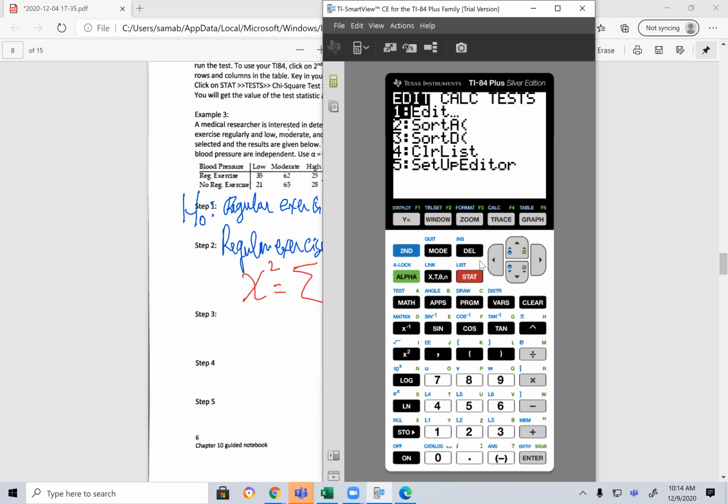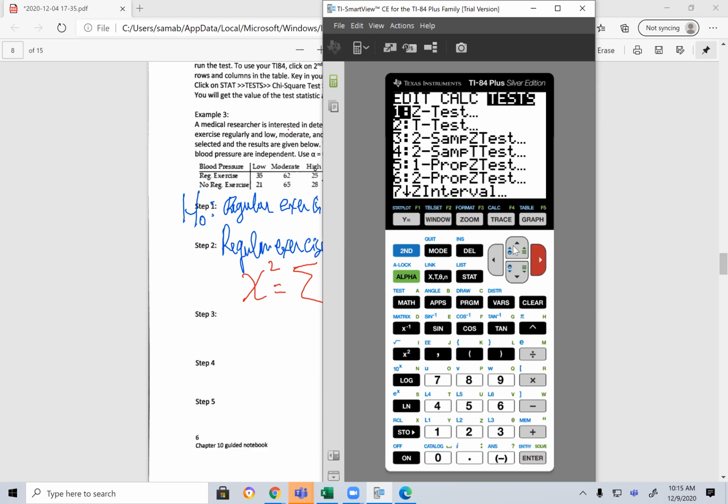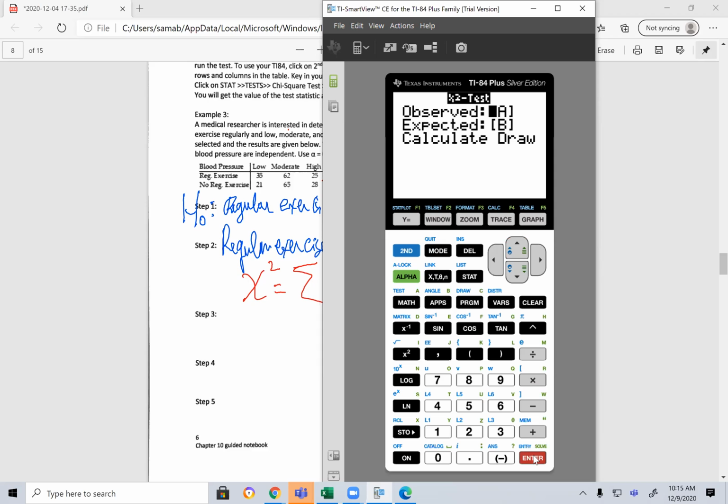Let's go to stat, tests, and scroll up. And guys, for section 10.2, it is chi-square test. It should be built on everyone's calculator, regardless whether a new or an old calculator, you should have the chi-square test. So press enter. It says, can you confirm that the observed values are in matrix A? Yes, we put them in A. Don't worry about the expected values. The calculator is going to do them for you.